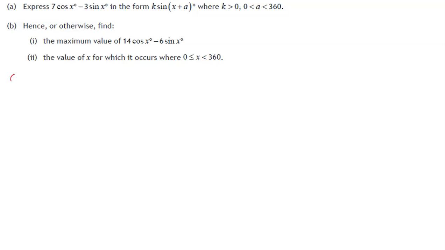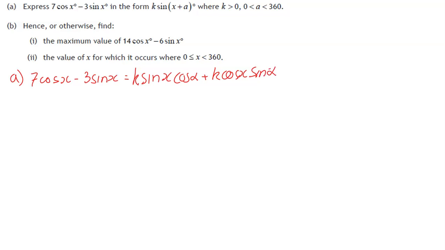So the important part is that we start with part A. Express 7 cos x minus 3 sin x in the form k sine of x plus alpha. The first thing to do is write out our function and write out what expansion we're going to use. So remember the expansion for k sine of x plus alpha. Good thing, it's in the formula list at the start of the paper, so if you have a brain fart and forget, you can go back and take a peek. In this case, it's k sine x cos alpha plus k cos x sine alpha.